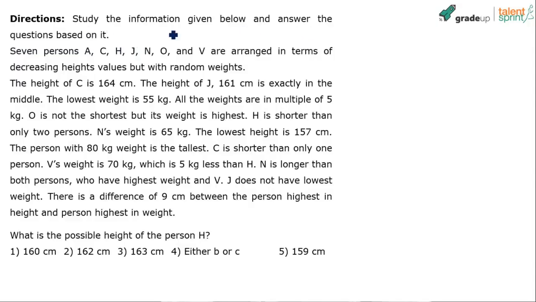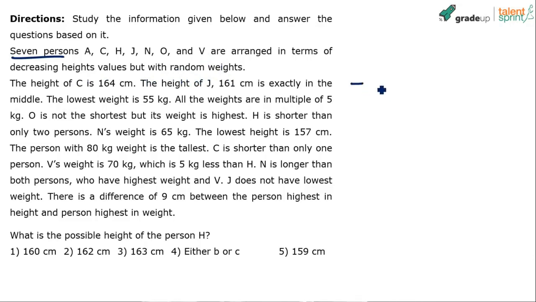Study the information given below and answer the questions based on it. Now, what is the information? 7 persons A, C, H, J, N, O, and V are arranged in terms of decreasing height values but with random weights. So there are 7 persons, names are given here: A, C, H, J, N, O, V. They are arranged in terms of decreasing height values, but with random weights. So weights are random, but heights are in descending order.